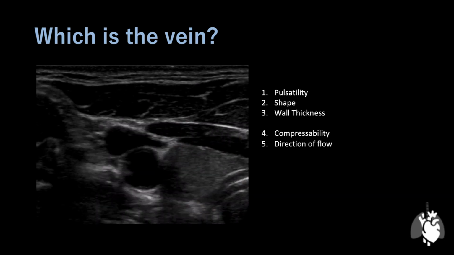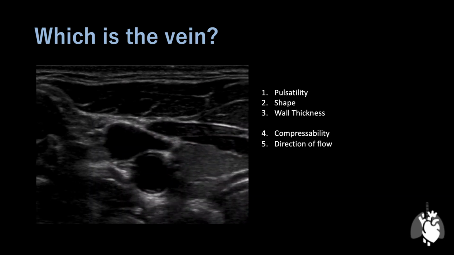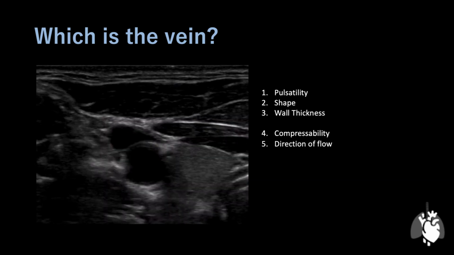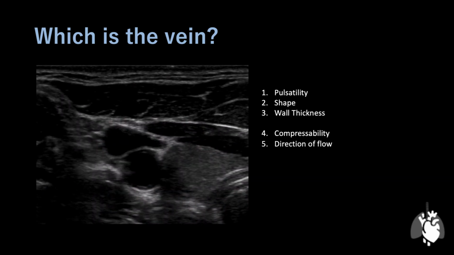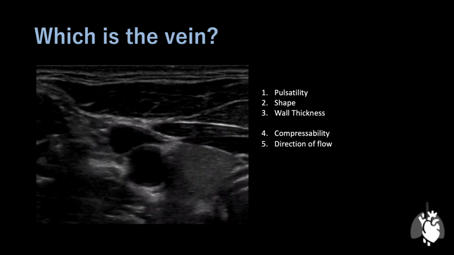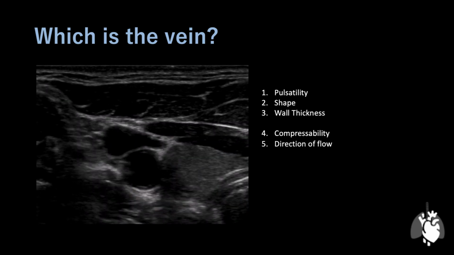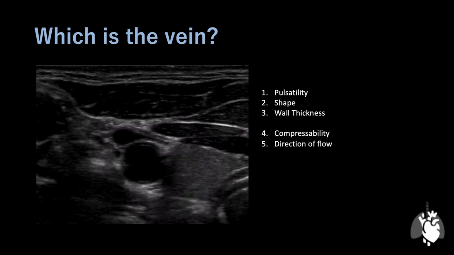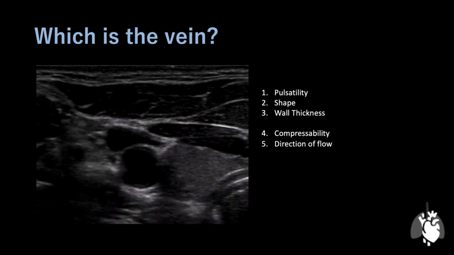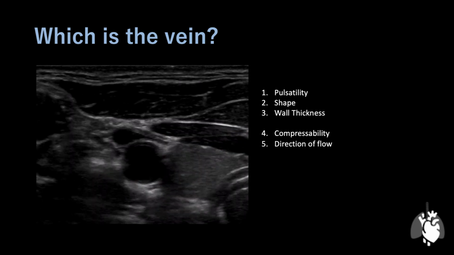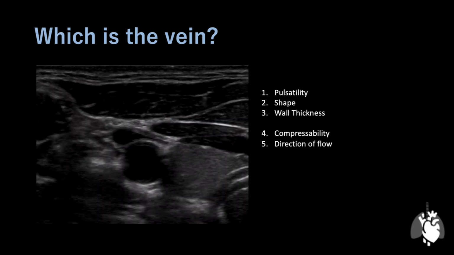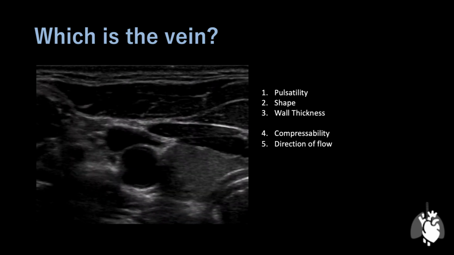More subtle findings include wall thickness, where arteries will be thicker than veins, shape, as arteries are generally perfectly circular or close to it, while veins can take any number of shapes, and if you're experienced with color Doppler, direction of flow. While pulsatility and compressibility are quite reliable at differentiating arteries and veins, I urge you to look at multiple factors when making high-stakes decisions such as inserting central lines or diagnosing a DVT.